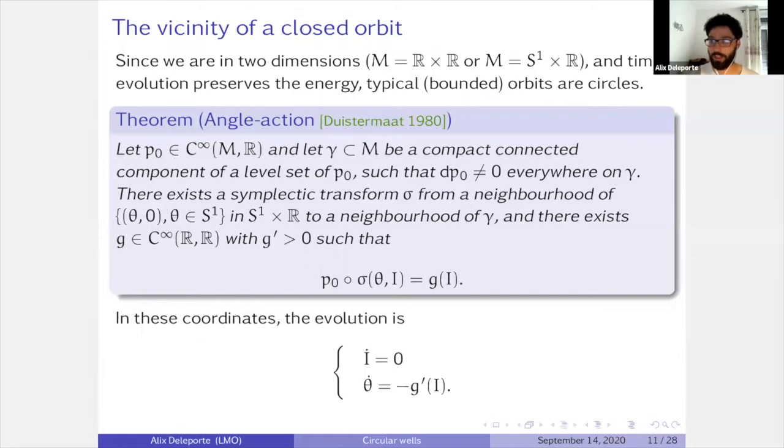And it's very interesting to have only a function of the action I, because now the evolution is fairly simple. I does not move, and theta moves by a constant amount, G prime of I. And here, in addition, G is locally a symplectic diffeomorphism, so G prime is non-zero everywhere.